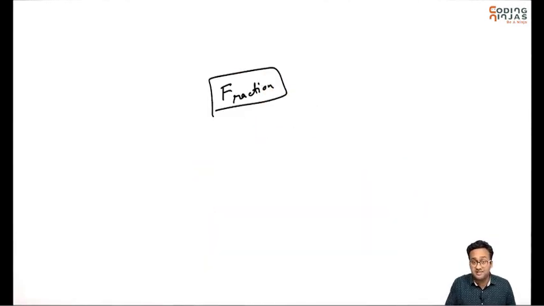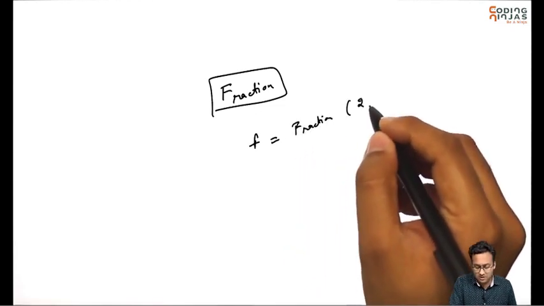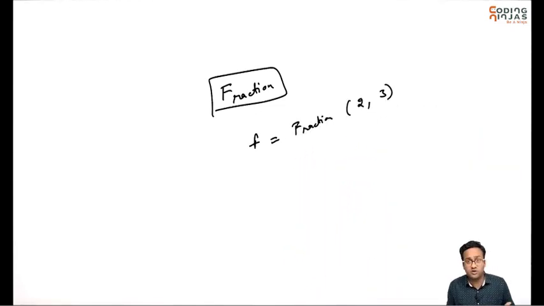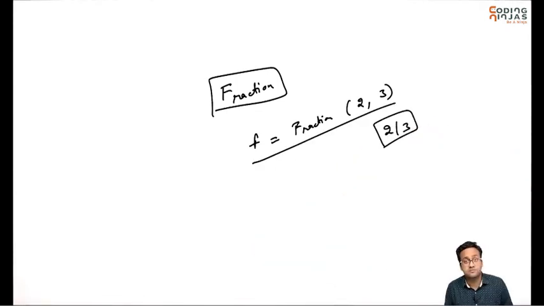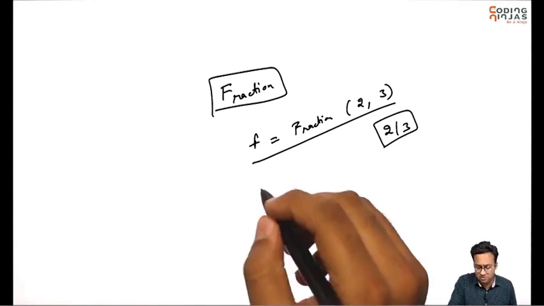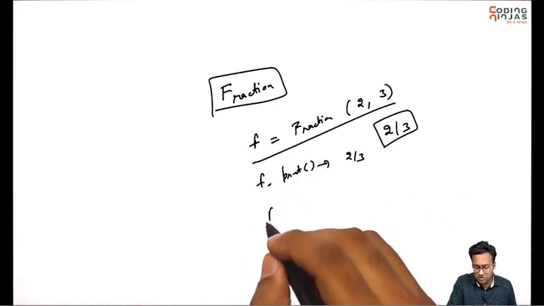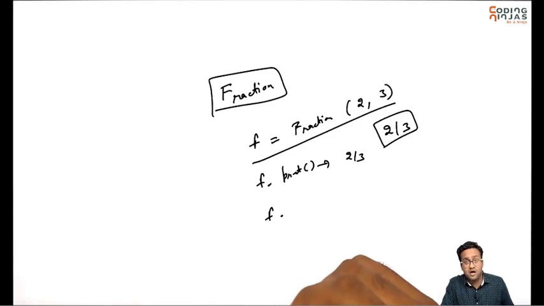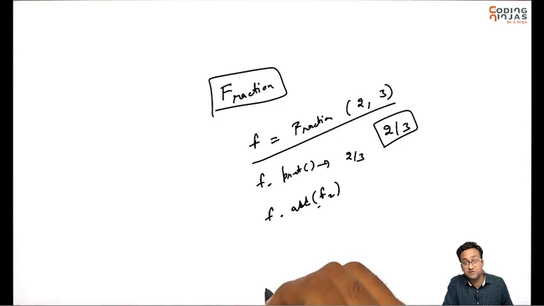What does that mean? That basically means that I should be able to create a new fraction, let's say, which should take two integers, arguably, and this basically means that this represents 2 by 3. Right? This represents 2 by 3. So I should be able to say stuff like f dot print, and it should print 2 by 3. I should be able to say stuff like, let's say, f dot add f2. So if I have another fraction, I want to add it into this fraction.